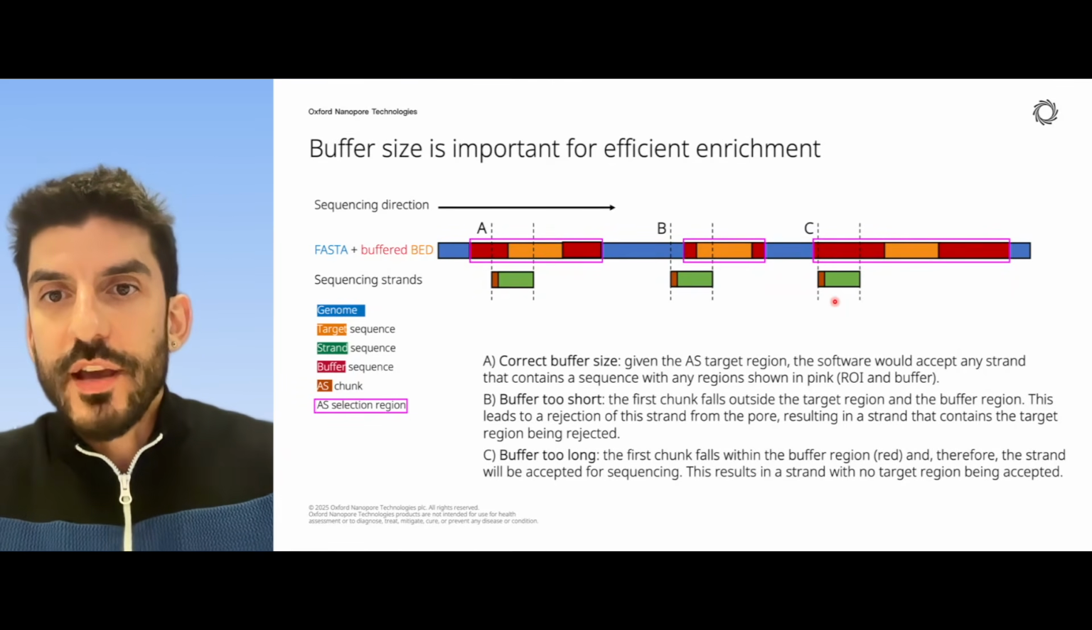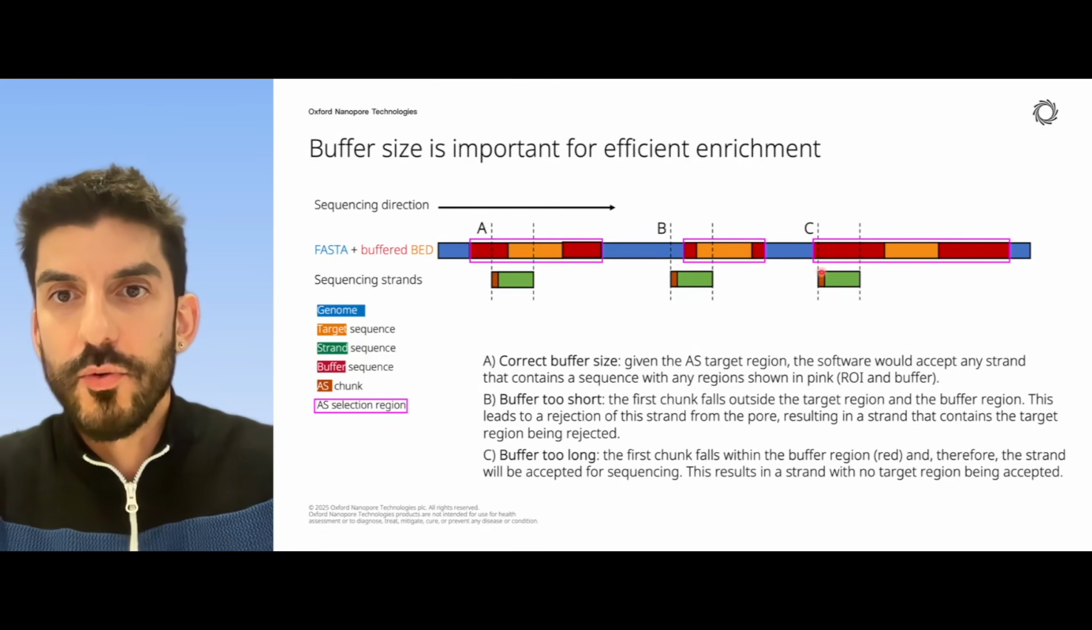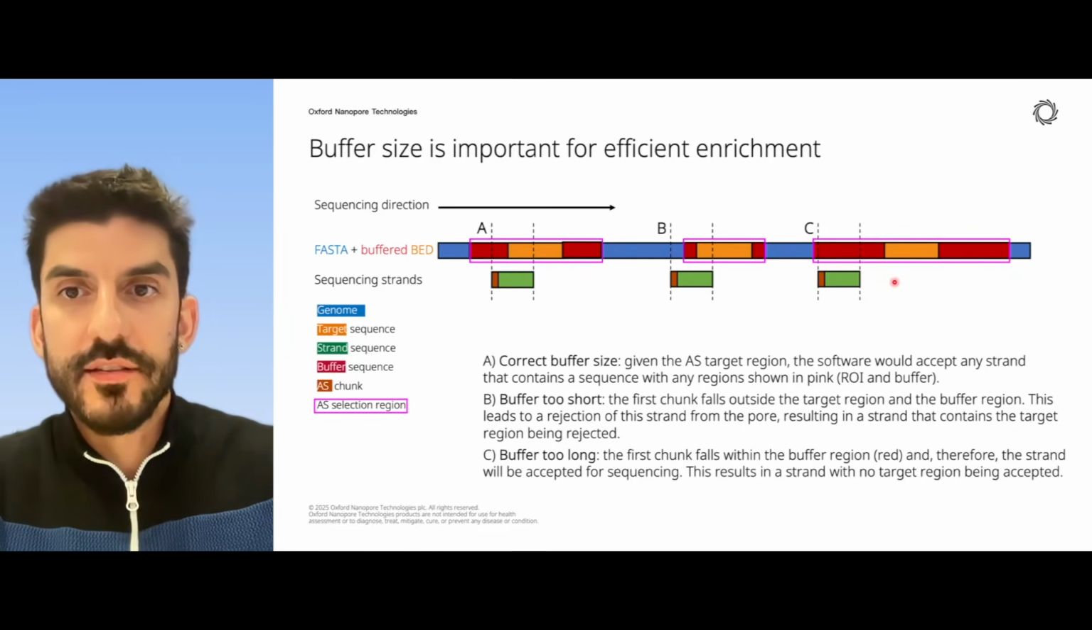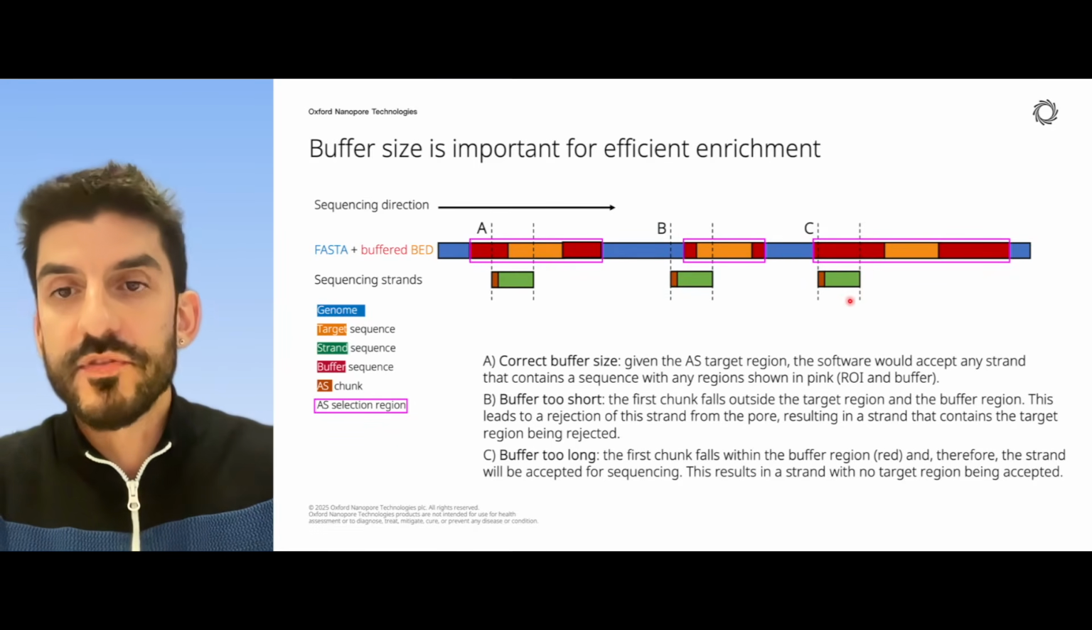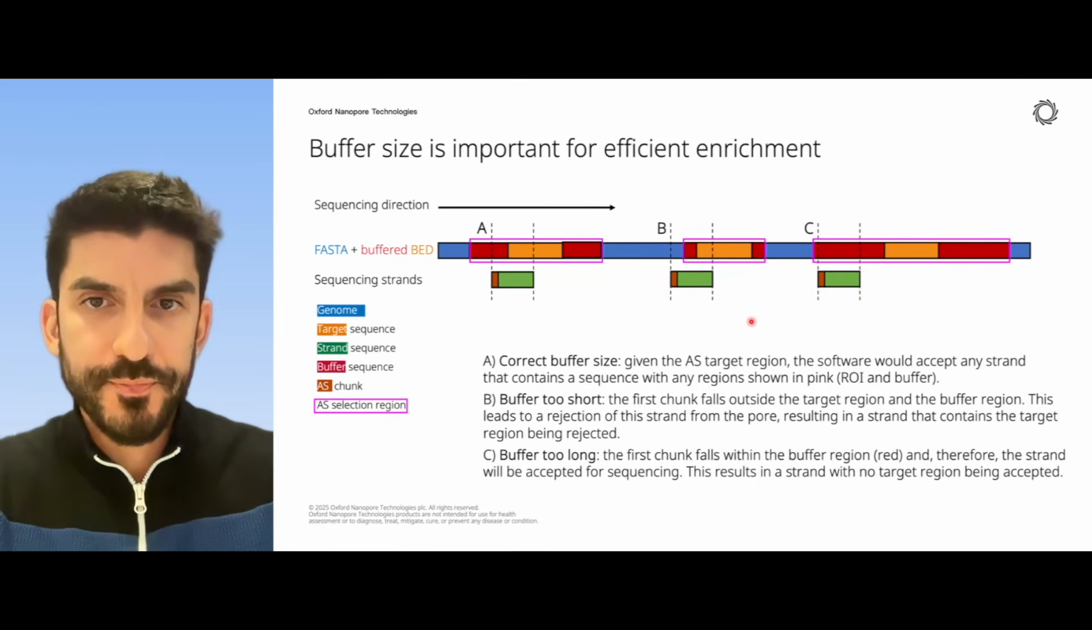Contrary to that, we also have situation C, where we defined a buffer that is too large for our strand. So the initial chunk does fall within the buffer. The strand gets accepted and extended, but unfortunately it never reaches our region of interest, making it a complete waste of sequencing time. And this is also a situation we want to avoid.